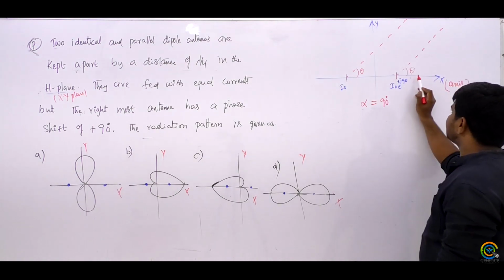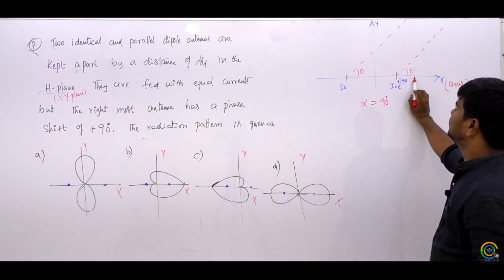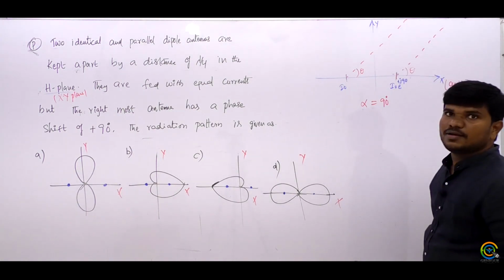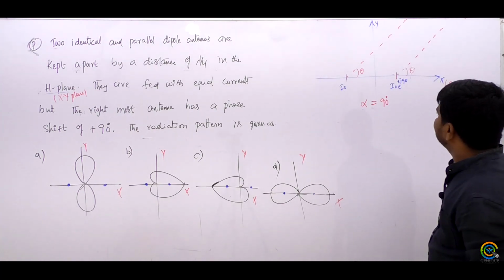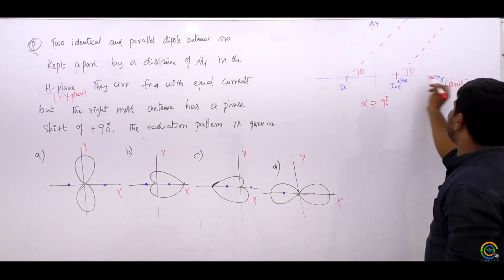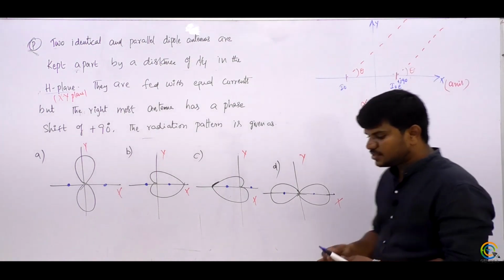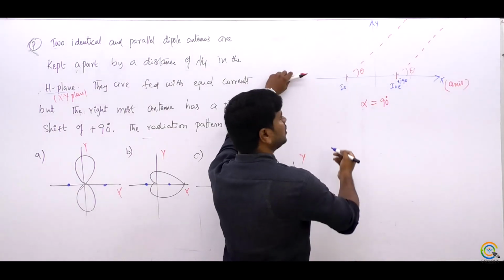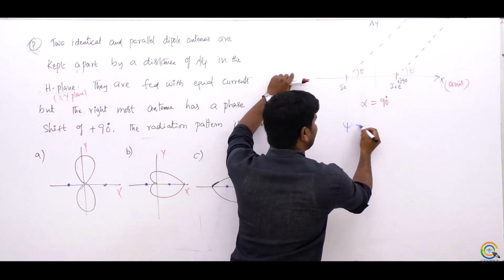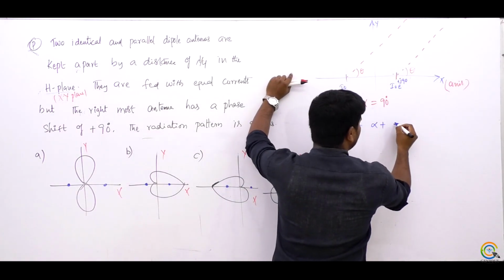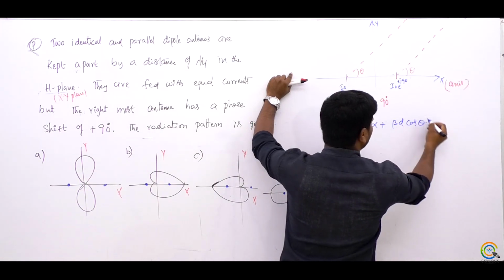Theta is always calculated from the axis to the field point direction. So it is the axis, it is the field point direction, and this is the theta. In this, if you observe this, what is psi? Psi equals alpha plus beta d cos theta.